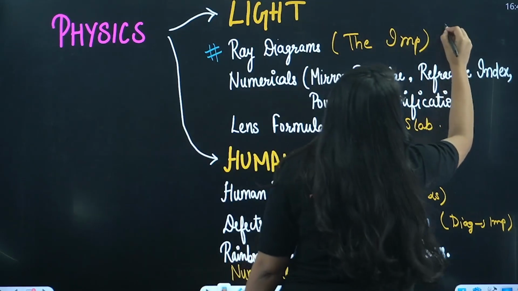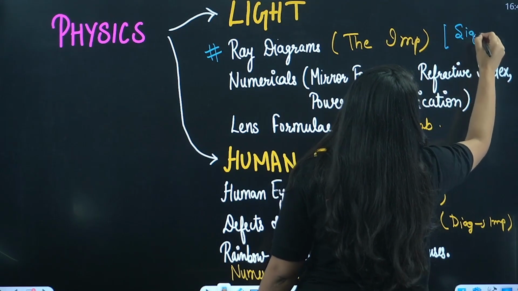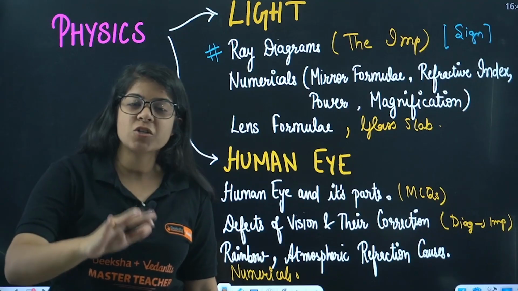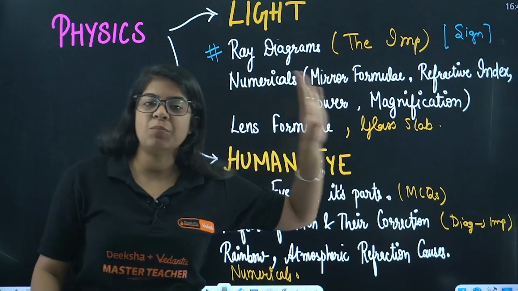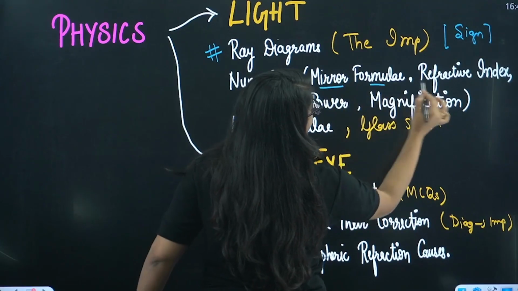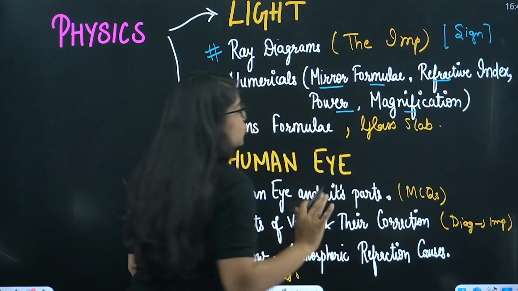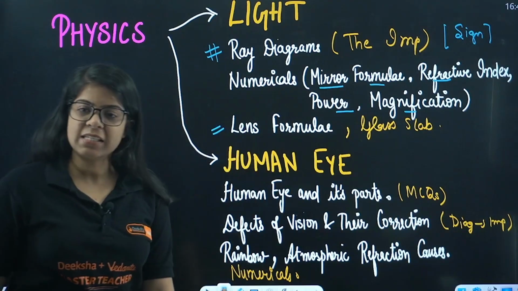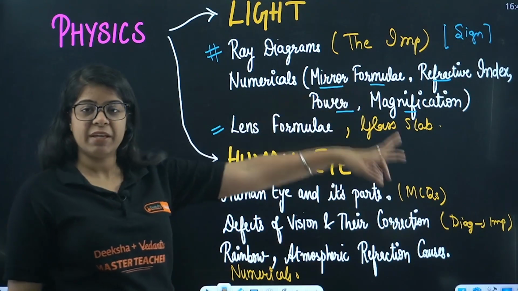With this we have a very important thing called sign conventions as well, uploaded on the channel, so go watch it. After watching that video, you won't have any problem doing these numericals, in which we have the very important mirror formula, refractive index, power, magnification, everything. Then beta, just like mirror formula, we have lens formula as well, and glass slab refraction as well.